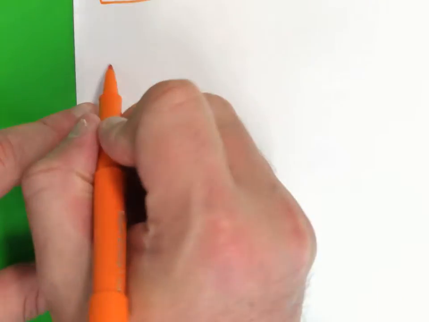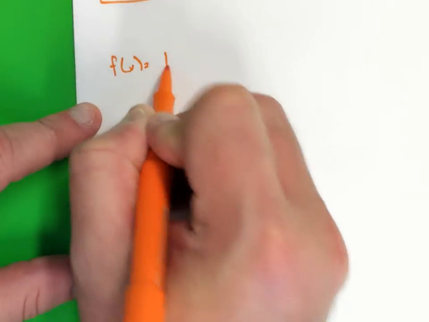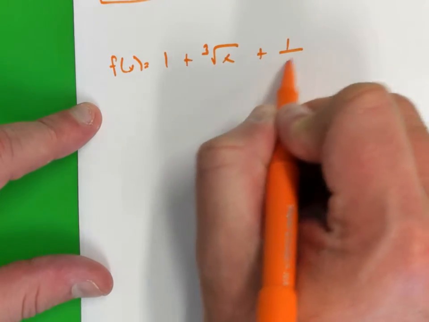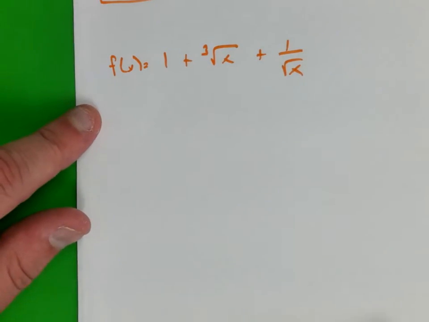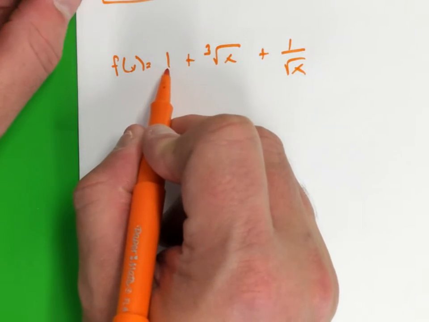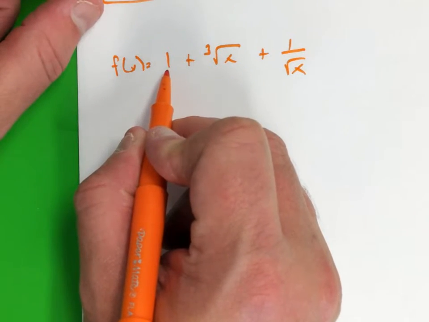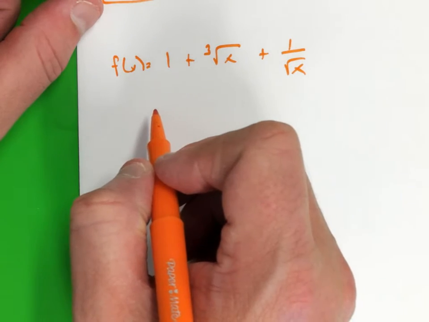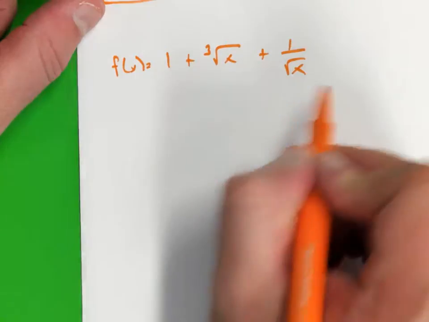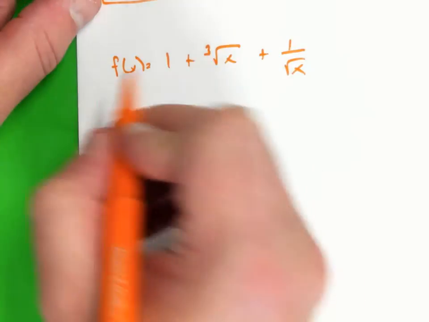Alright, let's look at this one. f of x equals 1 plus the cube root of x plus 1 over the square root of x. First of all, do I need to rewrite that one? Do I need to rewrite 1? No, we know the derivative of 1 is what, guys? But do I need to rewrite this term? Yes. Do I need to rewrite this term? Yes. So let's rewrite it.